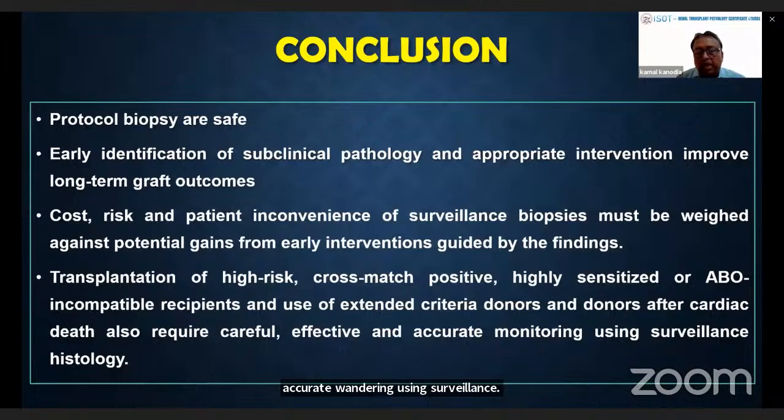So basically, this is totally dependent on the transplant center whether they should start the protocol biopsy or not, because as such, there are so many advantages of protocol biopsy as we have discussed.